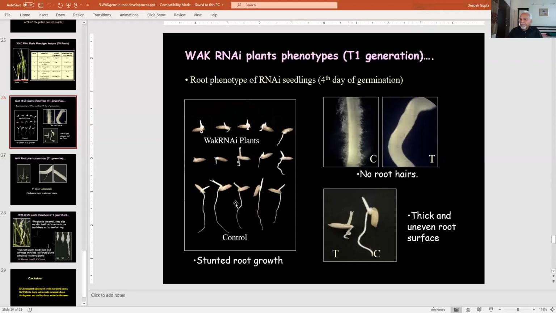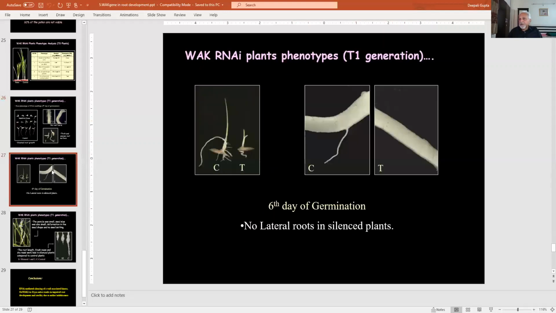also, if you see in the next slide, that is the lateral root formation. This is the normal lateral root emerging from the primary root. There is no lateral root formation in the silenced plant. So if you look at these observations, the silencing affected normal root growth.